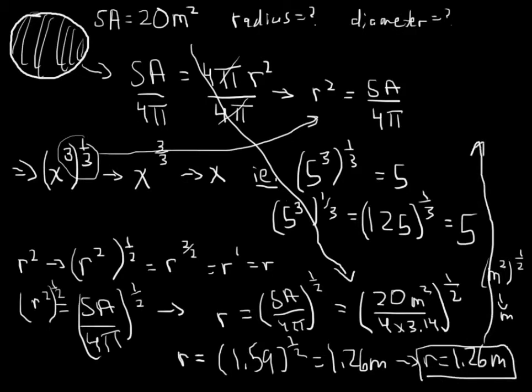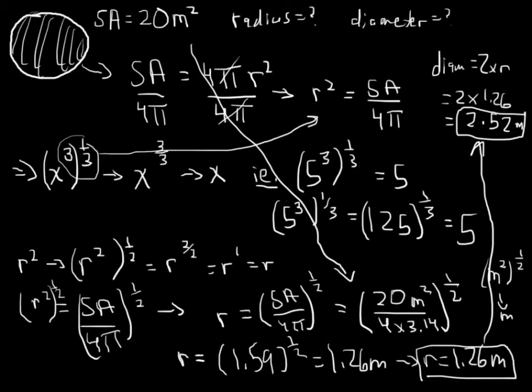Now what about the diameter? Well, we know that diameter is just 2 times the radius. So it's 2 times 1.26, which, plugging that into the calculator, is 2.52 meters.